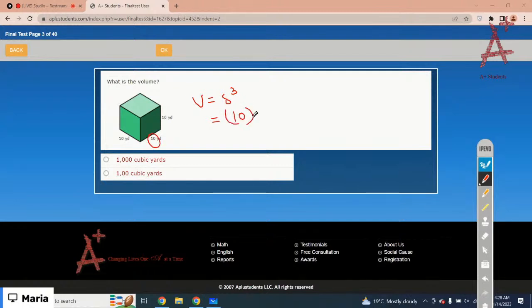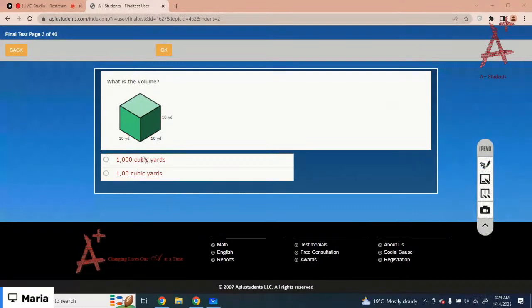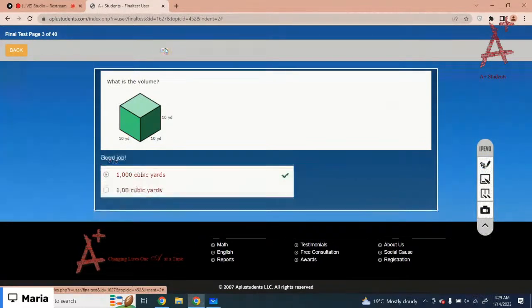So it would be 10 cube. 10 cube means you have to do 10 times 10 times 10. 10 times 10 is 100 and 100 times 10 is 1000 cubic yards. So option number 1 is the correct option. Just select the correct option, then click on the OK button.